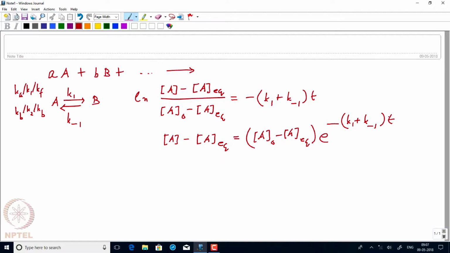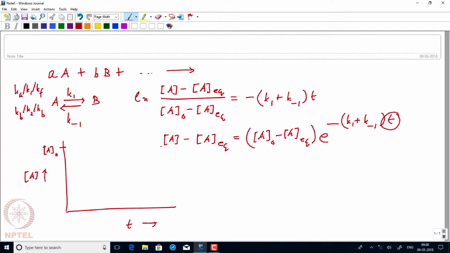Now let us try to understand how the plot will look if I plot A, the concentration of A, versus T, following this equation. I know that the initial concentration was A0, and we can quickly check if I put T equal to 0 in this equation. The e to the power factor goes to 1. So A minus A equilibrium is A0 minus A equilibrium. So A is nothing but A0.